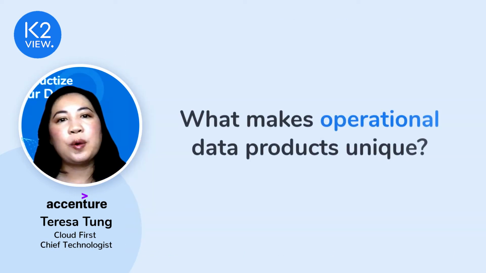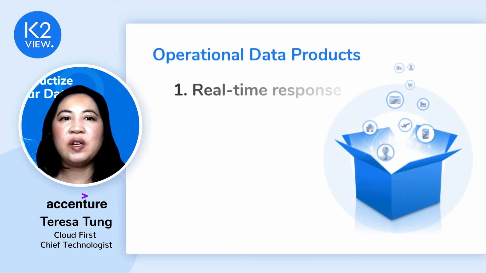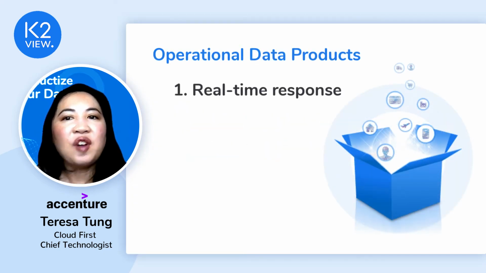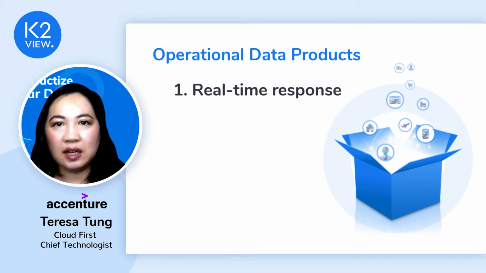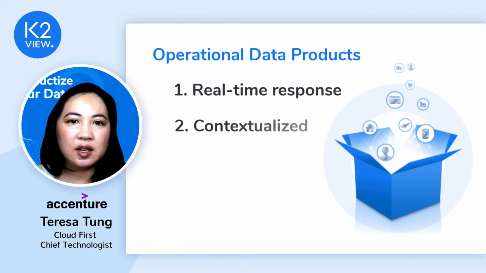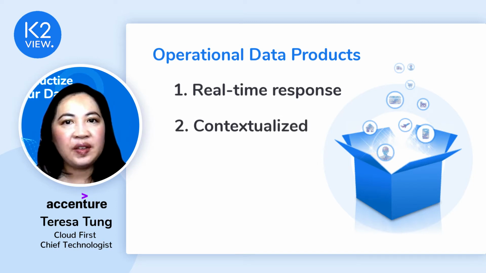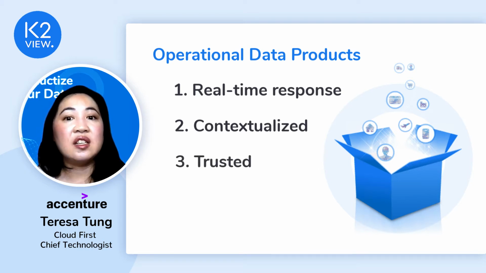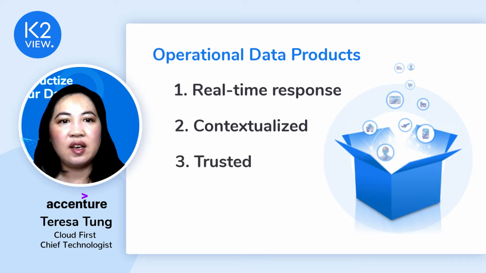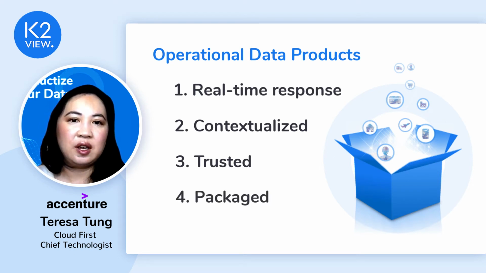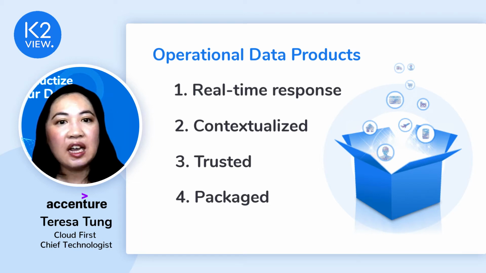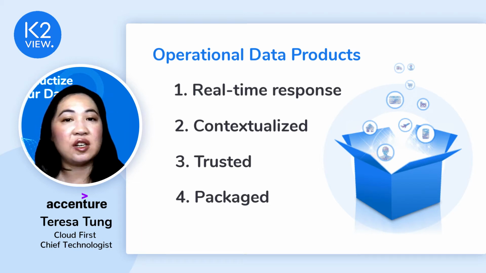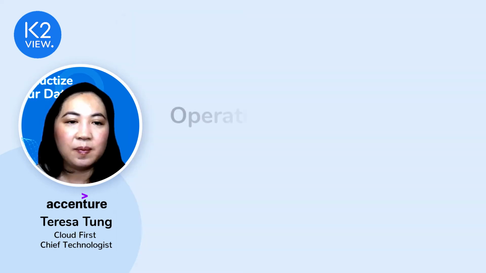We look at 4 critical attributes of an operational data product. 1, it's got a real-time response. So you could deliver unified data of any business entity in milliseconds. 2, it's contextualized. It's delivering data that's always fresh and enriched with situational awareness. 3, it's trusted. It's delivering data that is governed, secured, and compliant. And 4, it's packaged for operations. It's delivering data in any method required by the data consumers. So it could be API, change data capture, streaming, virtualization, SQL, messaging, and so on.